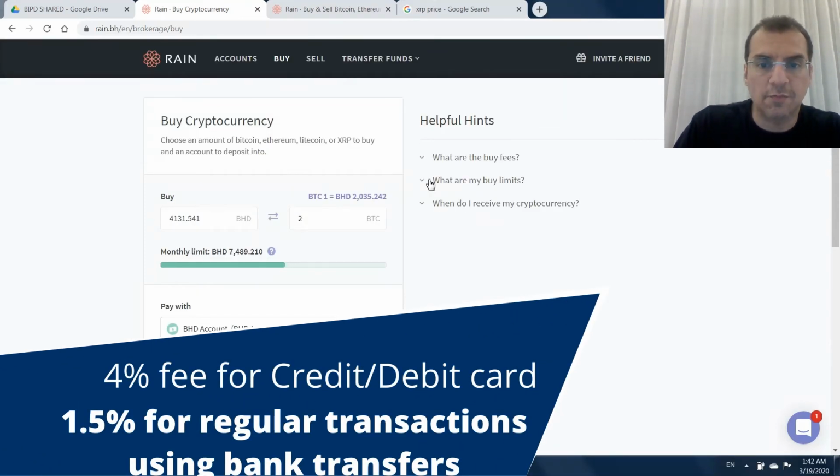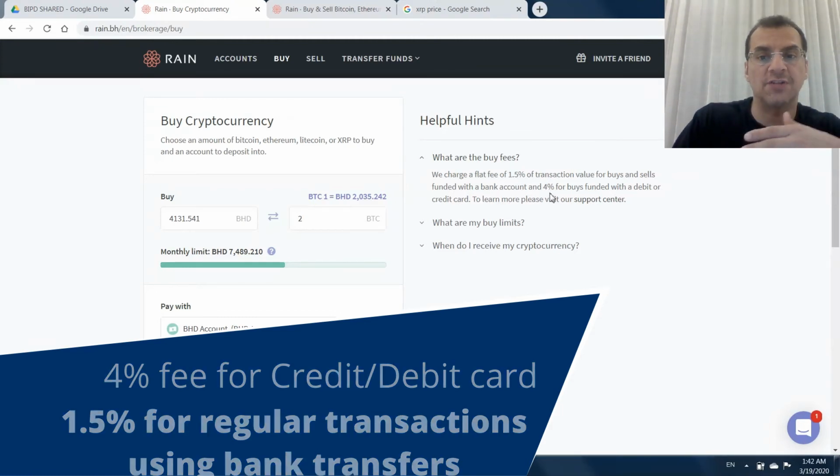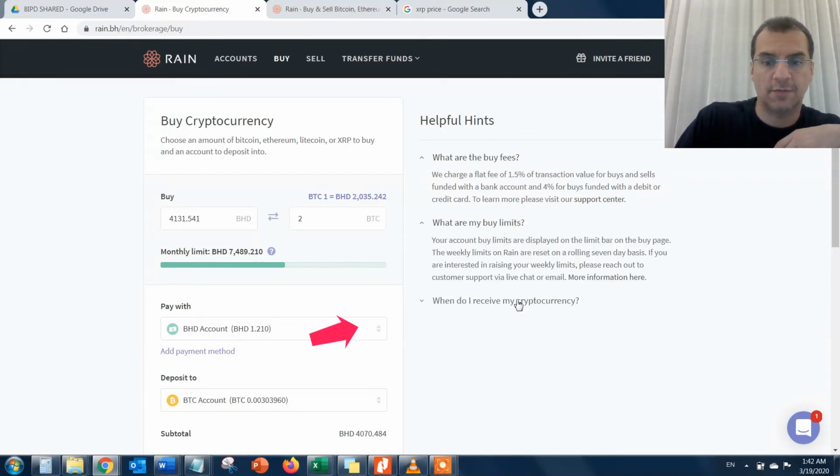And here is some more information about the fees. They charge a 1.5% transaction value for buys and sells. By the way, this is one of the most competitive rates out there, even when you compare it to cryptocurrency exchanges in Europe and the US, if it's funded with a bank account. It's 4% for buys funded with a debit or credit card. So if you're using a credit card or even a debit card, they will charge you a 4% transaction fee, as we saw earlier. And of course, the limits that we talked about earlier.